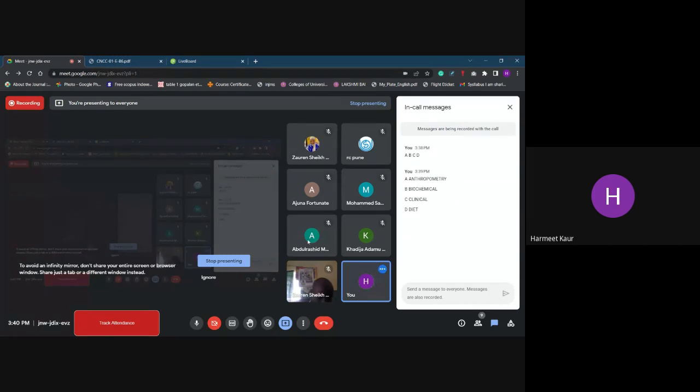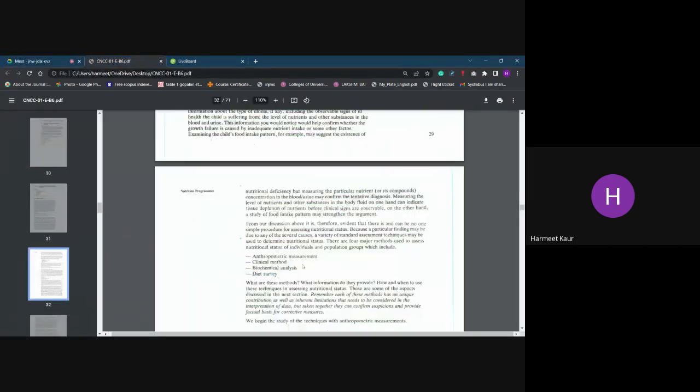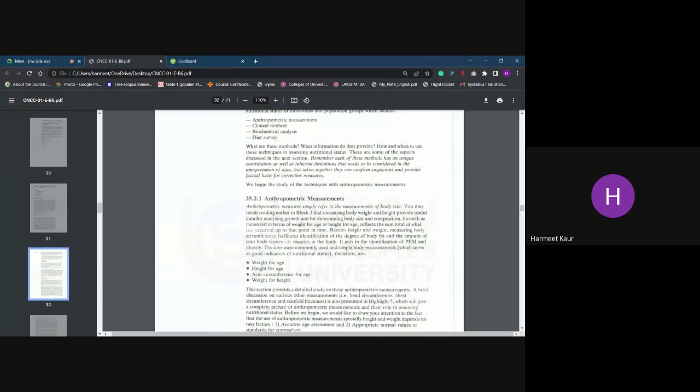Anthropometry. Always remember, anthropometry means measurements. Whenever I am talking about anthropometry, you are simply measuring your body size, and this body size can be in terms of your weight, your height, and other circumferences. So when you are measuring your body dimensions, physical measurements of different parameters of your body, that is anthropometry.